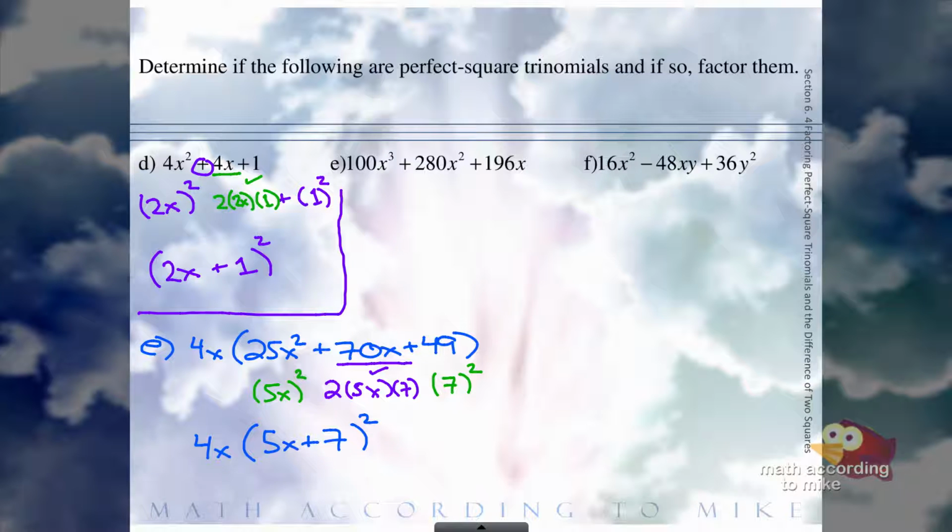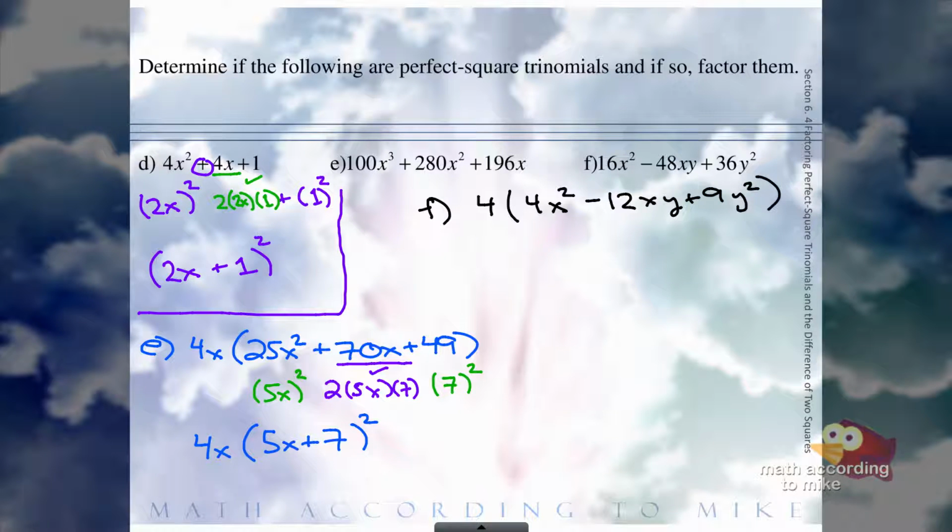Great. Let's try part F. Again, we have a perfect square. What can we pull out? Looks like we can pull out a 4. Oh my. Yeah, that's it. We can pull out a 4. Oh, you guys are going to love this one. I just realized what I did to you. If we pull out a 4, we're left with 4x squared minus 12xy plus 9y squared.